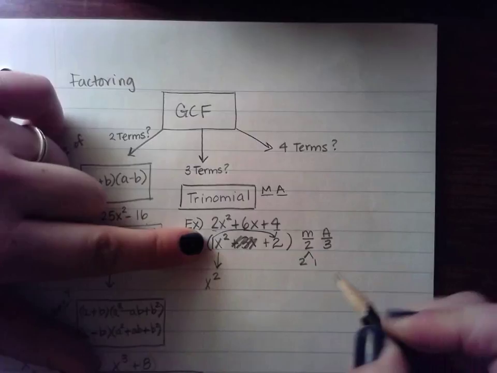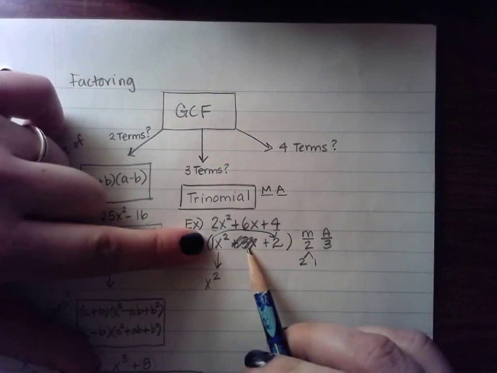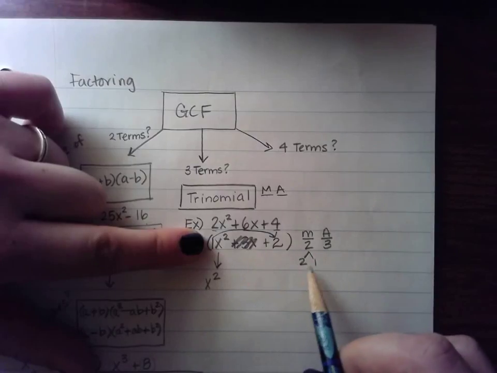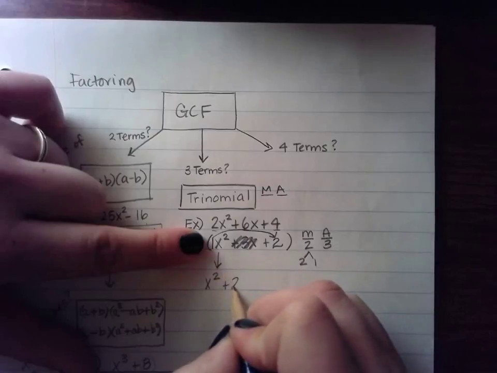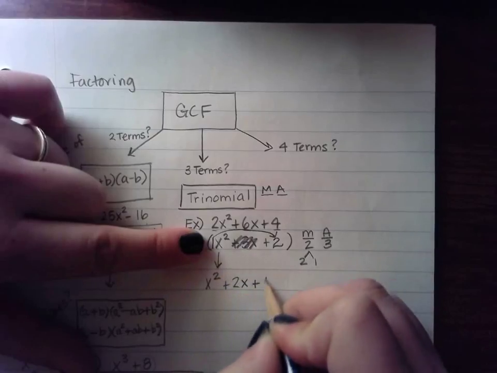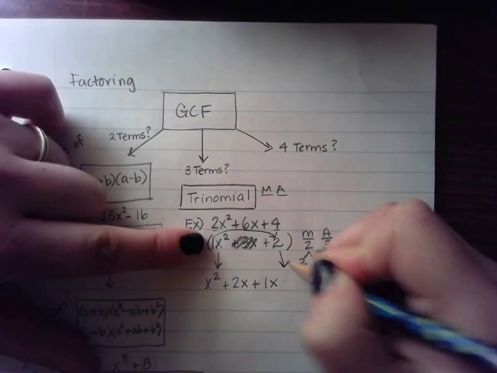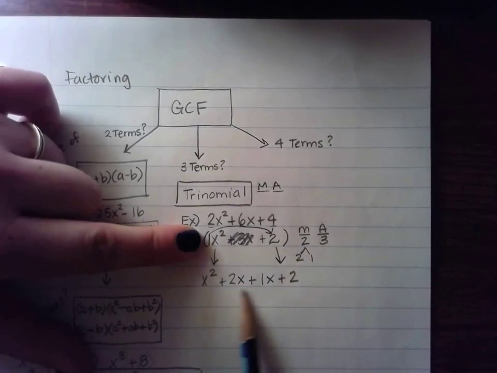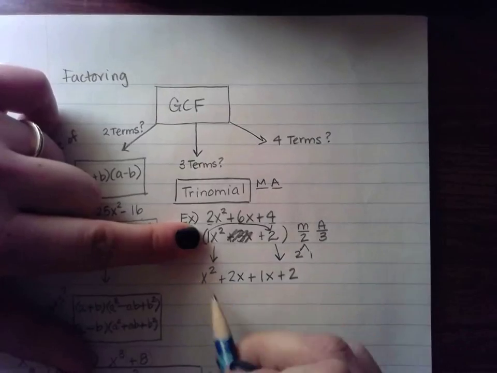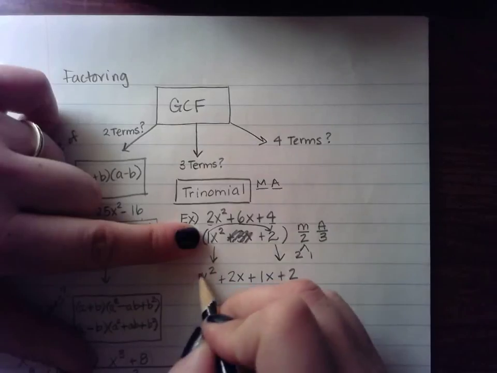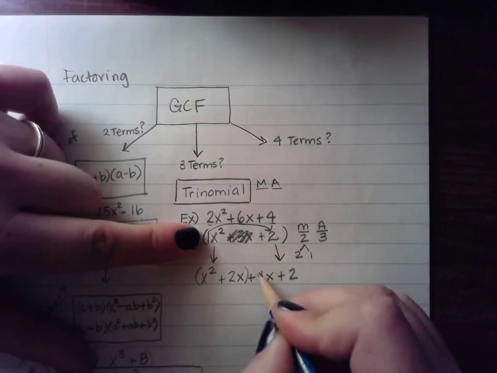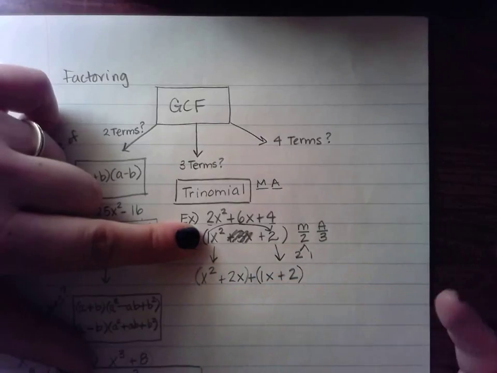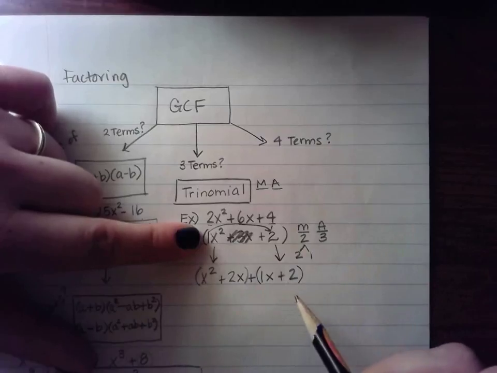Bring down the x squared. Now, instead of rewriting the 3x, we're going to use the 2 and the 1. And we're going to put an x behind each one. So plus 2x plus 1x plus 2. Now, you can write this in any order in the middle. It doesn't matter. It'll work out either way. So now we have 1, 2, 3, 4, which is actually our last technique for factoring, called grouping.